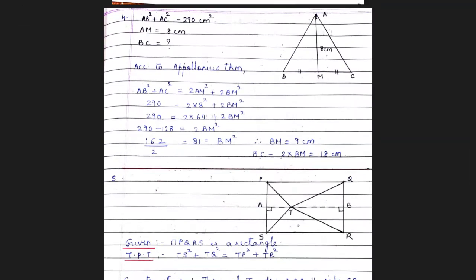According to Apollonius theorem, AB square plus AC square equals 2AM square plus 2BM square. Now in this case, you are directly given AB square plus AC square as 290. So directly substitute that value. This is equal to 2 into AM, which is 8, 8 square is 64, 2 into 64 is 128. 290 minus 128, taking 128 to the other side, equals 2BM square. So 162 by 2, answer is 81 equal to BM square. That means BM is equal to 9 centimeter. Your question is to find BC. So 2 into BM, answer 18 centimeter.